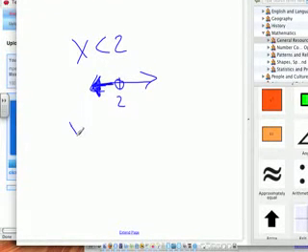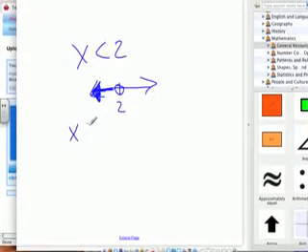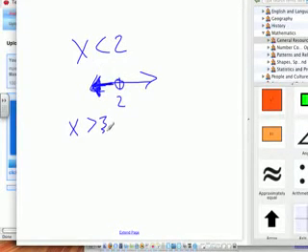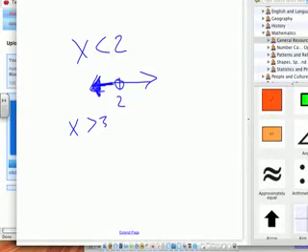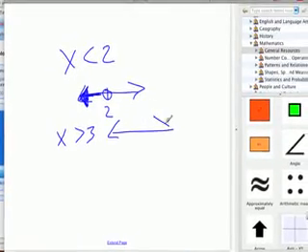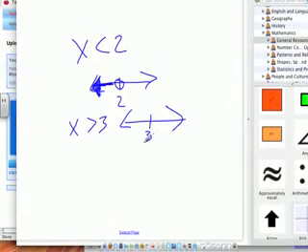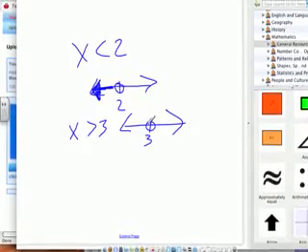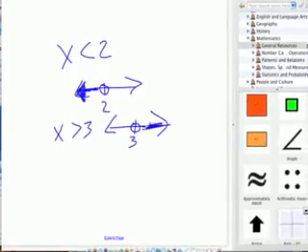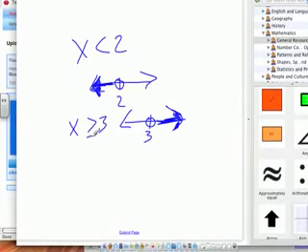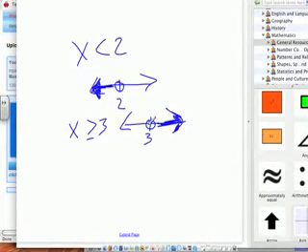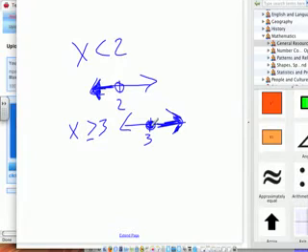Let's try x is greater than 3. I have an open circle. So let's draw our number line and let's use 3. I'm going to put an open circle there. Now, what direction am I going? Well, I'm going to the right, so I'll just color to the right. And then, what if I made it x is greater than or equal to 3? Well, then I just color in this dot. And that's all you have to do when you graph.